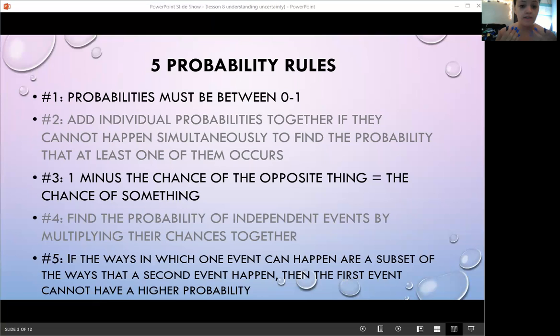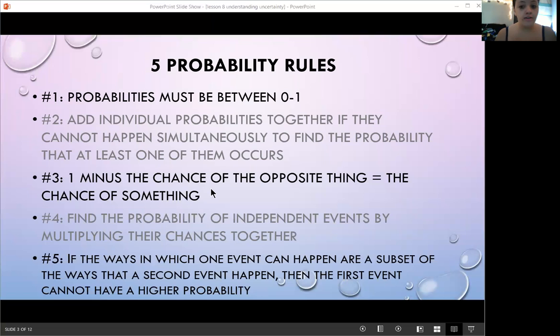And then our second one is just saying that if your events can't happen at the same time, so if they can't happen simultaneously, then if you want to find the probability that at least one of them occurs, all you have to do is add them together. But once again, they have to be mutually exclusive. If one happens, the other one can't happen, or else this doesn't work. So that is something to keep in mind. You have to make sure that they can't happen simultaneously, and then you're able to add those individual probabilities together.